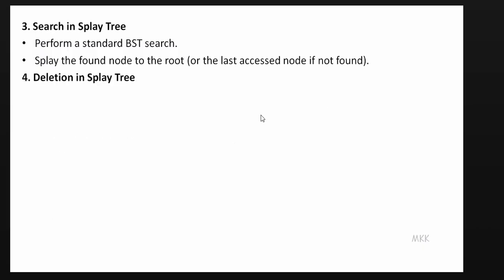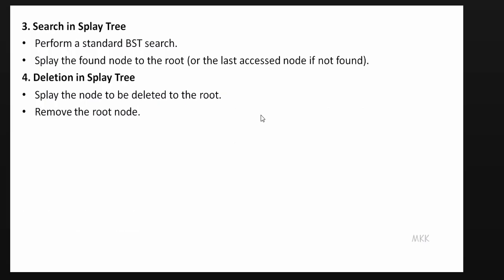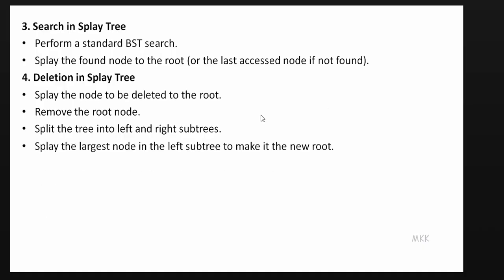So how will we delete in a splay tree? Same like BST, but splay the node to be deleted to the root. First move that node to the root, then remove that root node. You can't remove it as a leaf node. Split the tree into left and right subtrees after deletion. So after deleting the root node, you can divide the left subtree and right subtree.